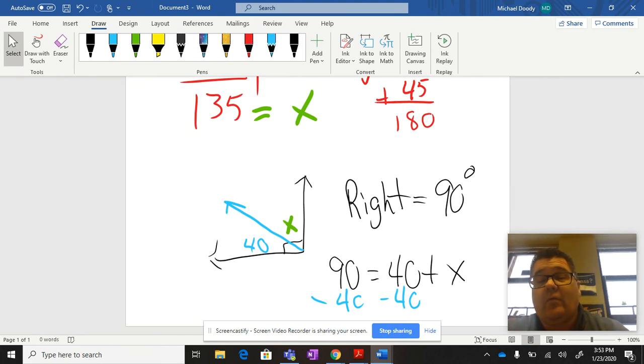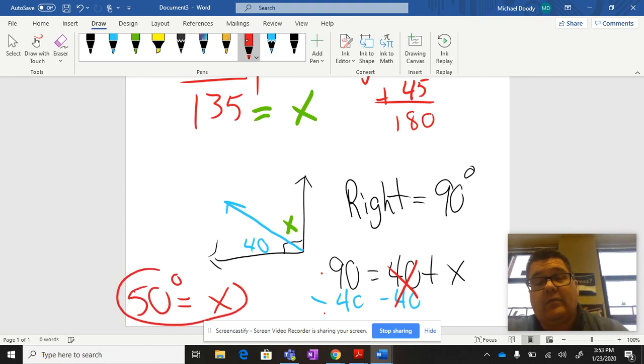I'm kind of running out of room. These two will cancel each other out. So I'm going to move over here. So x equals, well, 90 minus 40, that's 50. And don't forget your degree symbol. 50 degrees equals x.